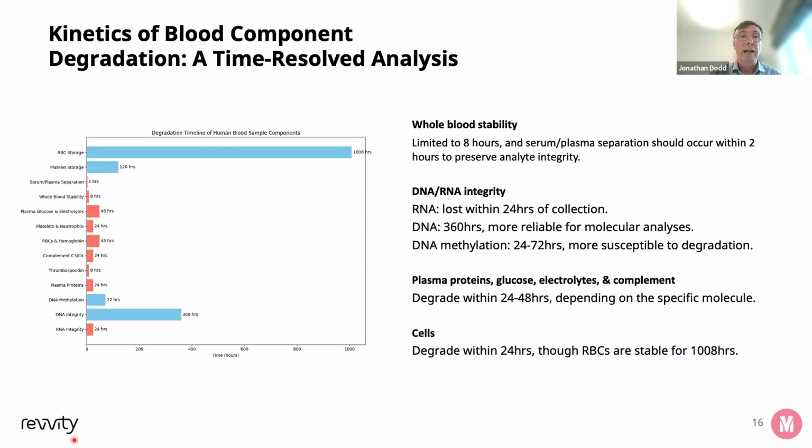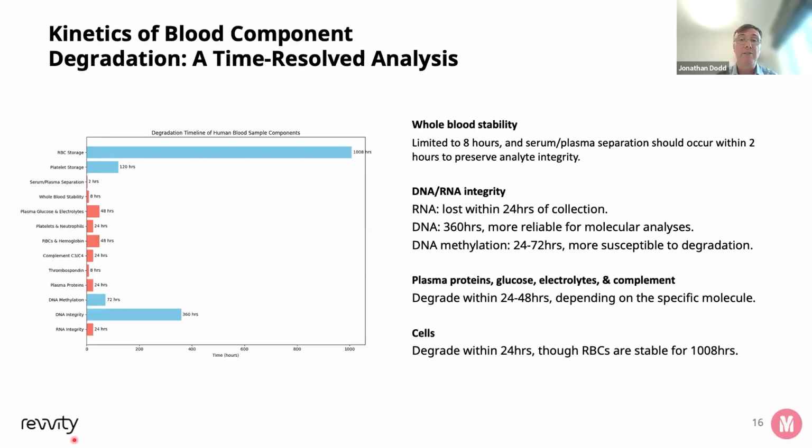So looking at a kinetic analysis of the degradation profile of blood, we know that there's this 8-hour safety window in general before you have to process, but different factors within the whole blood sample degrade at different rates. So for example, it's known that in order to be able to separate the serum and plasma from the remainder of the blood sample, that should occur within 2 hours in order to preserve analyte integrity.